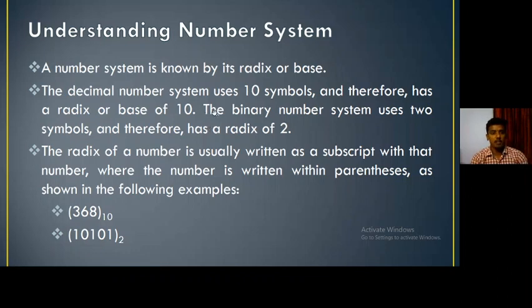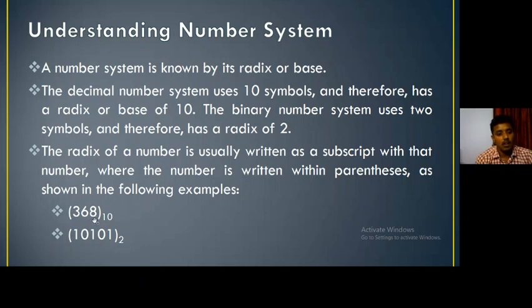The decimal number system uses 10 symbols and therefore has a radix or base of 10. So how many numbers are there in the decimal number system? There are 10 numbers. That's why its base or radix is written as 10. Based on that we identify that this number belongs to the decimal number system. Now see, the radix of a number is usually written as a subscript. Subscript and superscript, you know, in a Word document, and in HTML also we see the subscript tag and superscript tag. How do we write H2O, CH3COOH? That is subscript, we say. The radix of a number is usually written as a subscript with that number, where the number is written within parentheses as shown in the following examples.